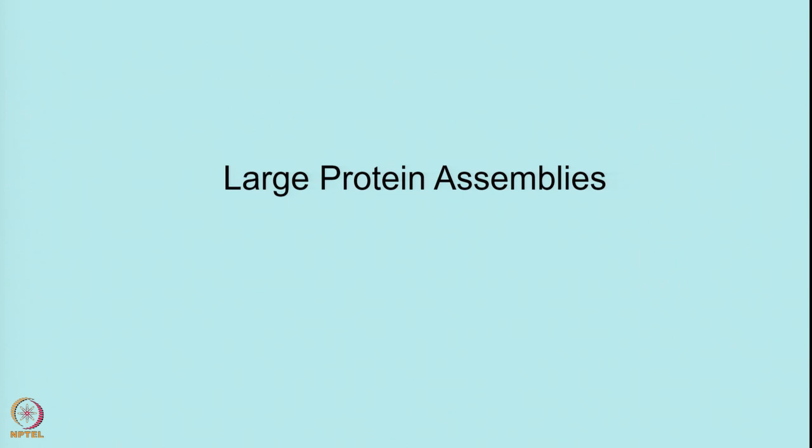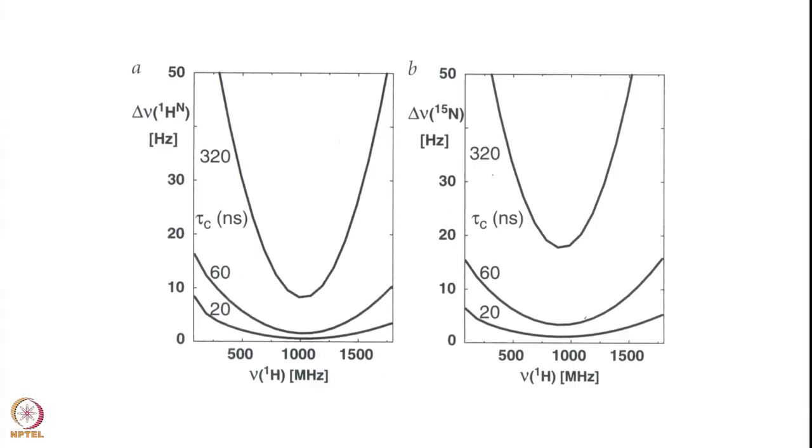Okay, so far we have been looking at small proteins. Now we will see how NMR can be used to study large protein assemblies. When I say large, I do not mean 100 or 150 amino acid residues, but assemblies of several megadaltons, hundreds of kilodaltons in molecular size. How do we study such large protein assemblies? What is the problem in NMR in studying such large protein assemblies?